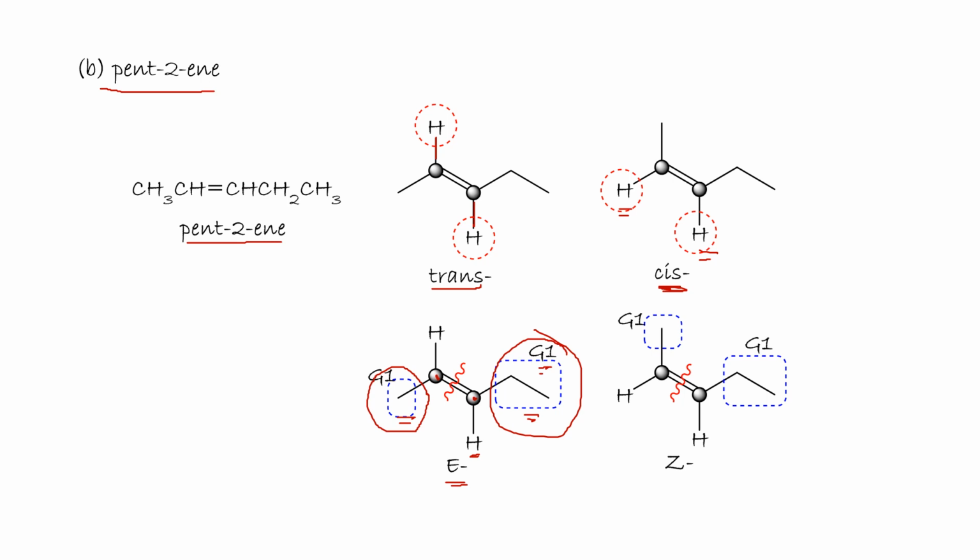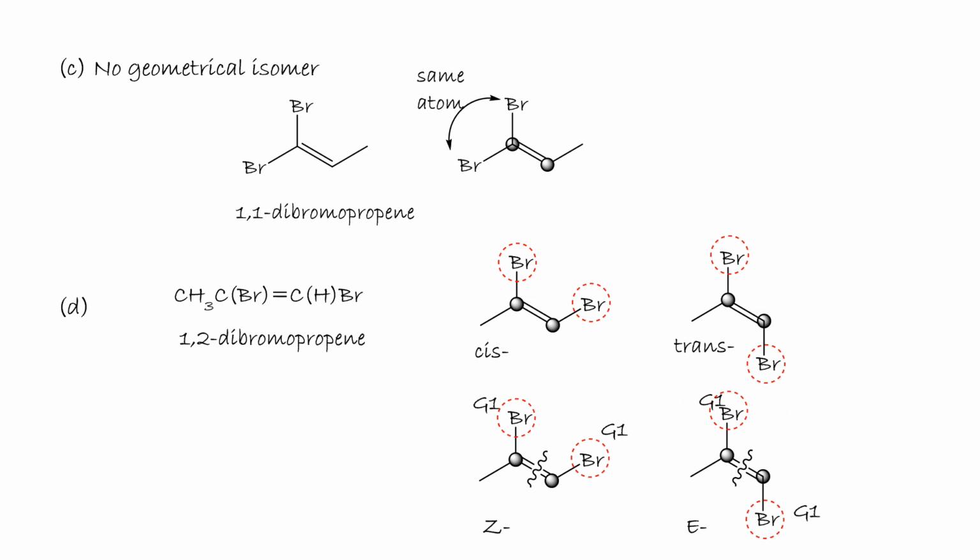In the other one, the ethyl and methyl are in the same direction, so Z configuration. We have two isomers for that. For 1,1-dibromopropane, carbon number 1 carries two identical atoms, bromine atoms. So there is no geometrical isomer.